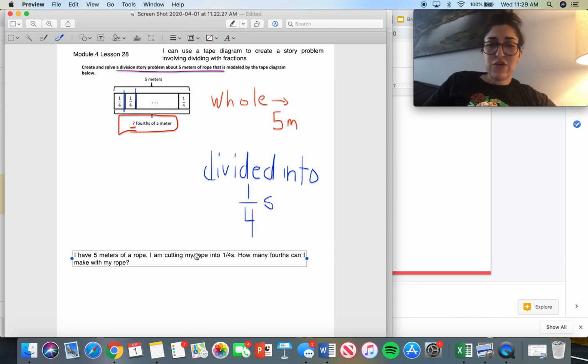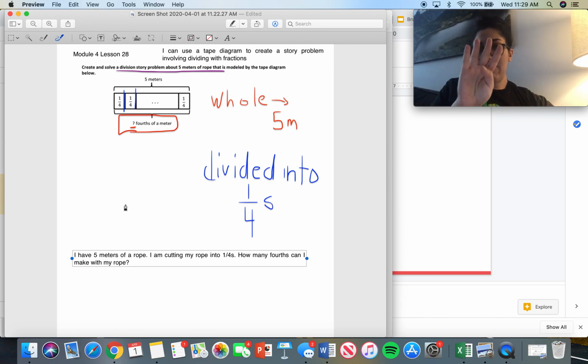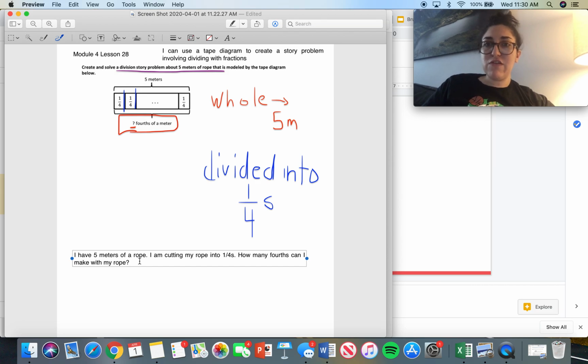And the way that you can figure out if you've come up with a good story problem or not is, could you solve the question that I asked? I have 5 meters of a rope. I'm cutting it into fourths. How many fourths can I make? Well, if I had 1 meter, I would make 4 pieces, 4 fourths. 2 meters, I'd have another 4 fourths. So 4 fourths and 4 fourths is 8. Would I be able to solve this? Yes, I would. All right, so this is a good story problem.